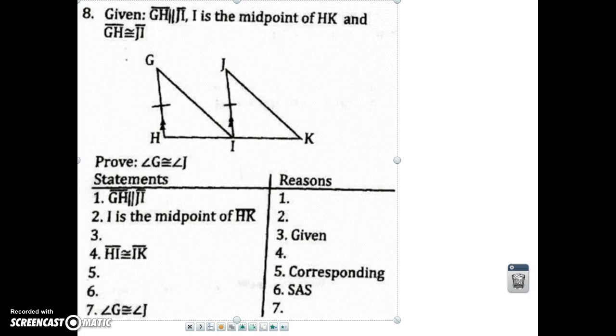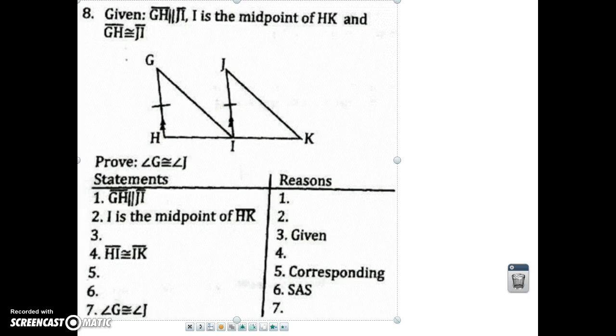Good evening, everybody. Let's write this two-column proof for these two triangles, triangle HGI and triangle IJK. So let's start with our given information. Line segment GH is parallel to line segment JI. And I is the midpoint of HK. And line segment GH is congruent to JI.